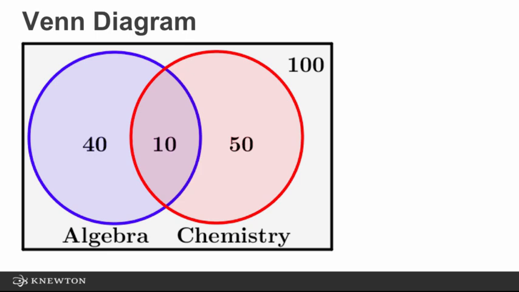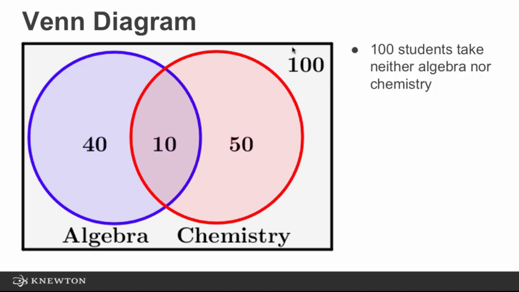The basic idea here is that by looking at these circles and the way they intersect, we can see how many people take just algebra and not chemistry, how many people take chemistry and not algebra, how many people take both algebra and chemistry, and how many people take neither. So to summarize, we know that 100 students take neither algebra nor chemistry. That's what the number up in the corner means.